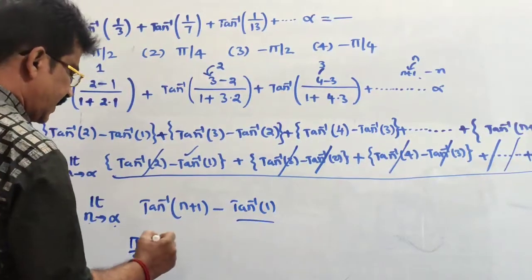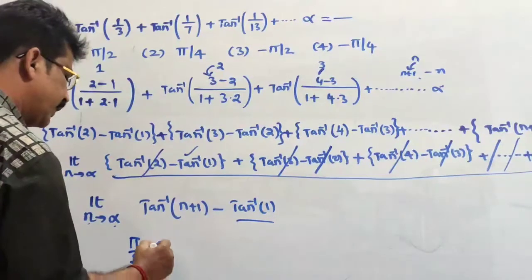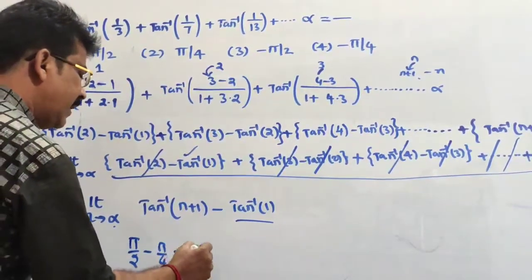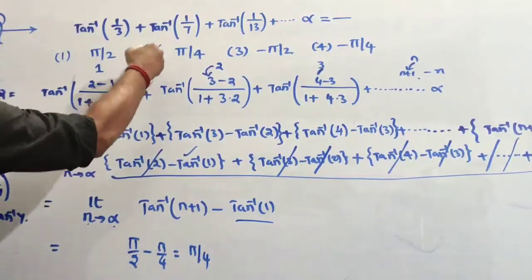Minus, this is the constant, it is pi by 4. So 90 minus 45 is 45. Pi by 4 is the answer, which means the second option is right.